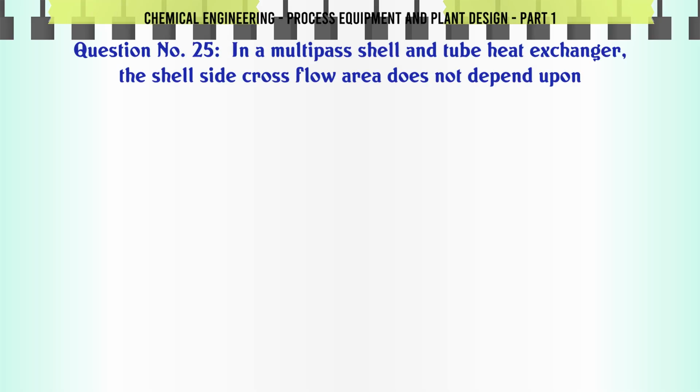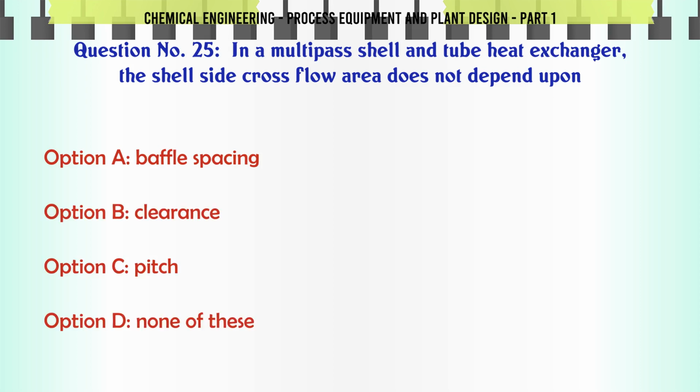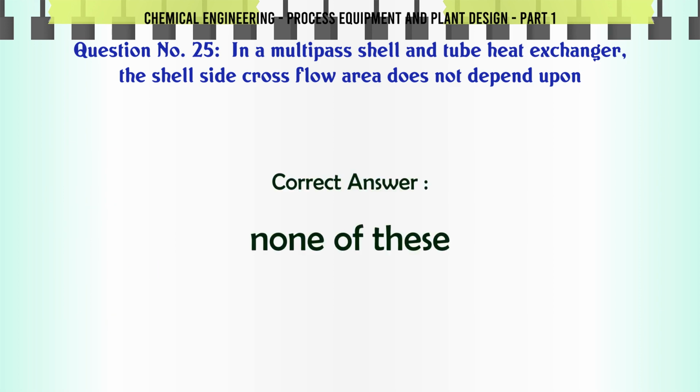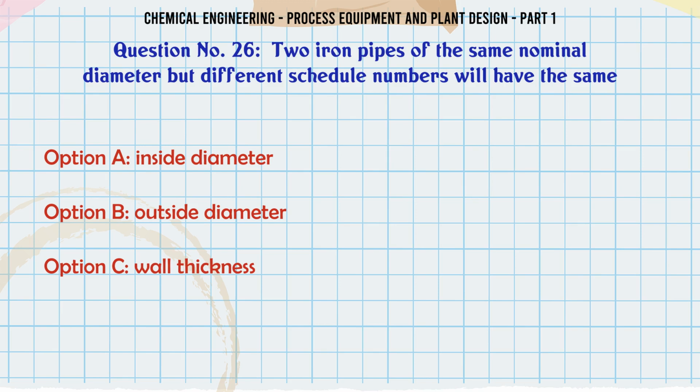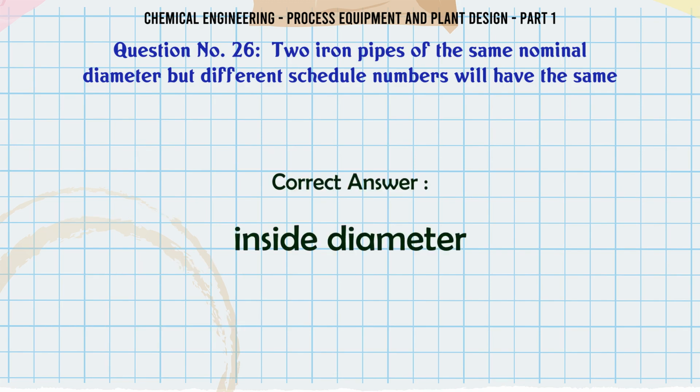In a multipass shell and tube heat exchanger, the shell side cross-flow area does not depend upon A. Baffle spacing, B. Clearance, C. Pitch, D. None of these. The correct answer is none of these. Two iron pipes of the same nominal diameter but different schedule numbers will have the same A. Inside diameter, B. Outside diameter, C. Wall thickness, D. None of these. The correct answer is inside diameter.